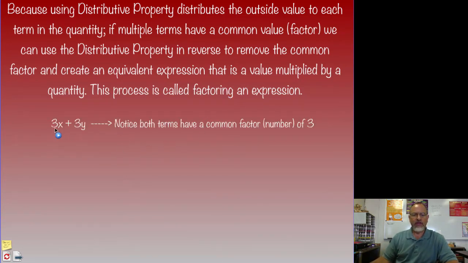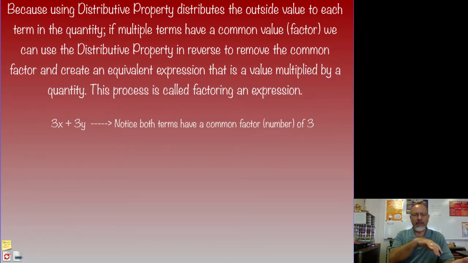If we look at the expression 3x plus 3y, you'll notice, hopefully, that both of these terms have a common factor. In other words, the number 3 here and the number 3 here have a common factor of 3, meaning 3 divides evenly into both of those. So because 3 divides evenly into both of those, I can do the distributive property in reverse.